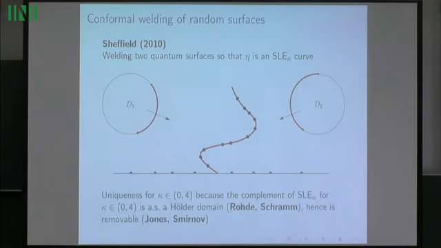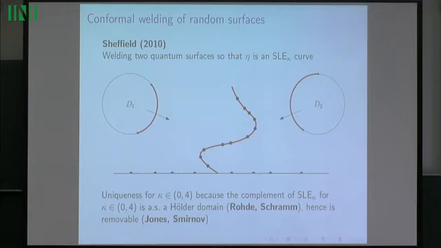In that paper, the uniqueness for this kind of welding problem is only known for kappa smaller than 4, because the complement of SLE kappa, when kappa is smaller than 4, is known to be a Hölder domain due to Rohde and Schramm, and this implies that it is removable by a result of Jones and Smirnov.